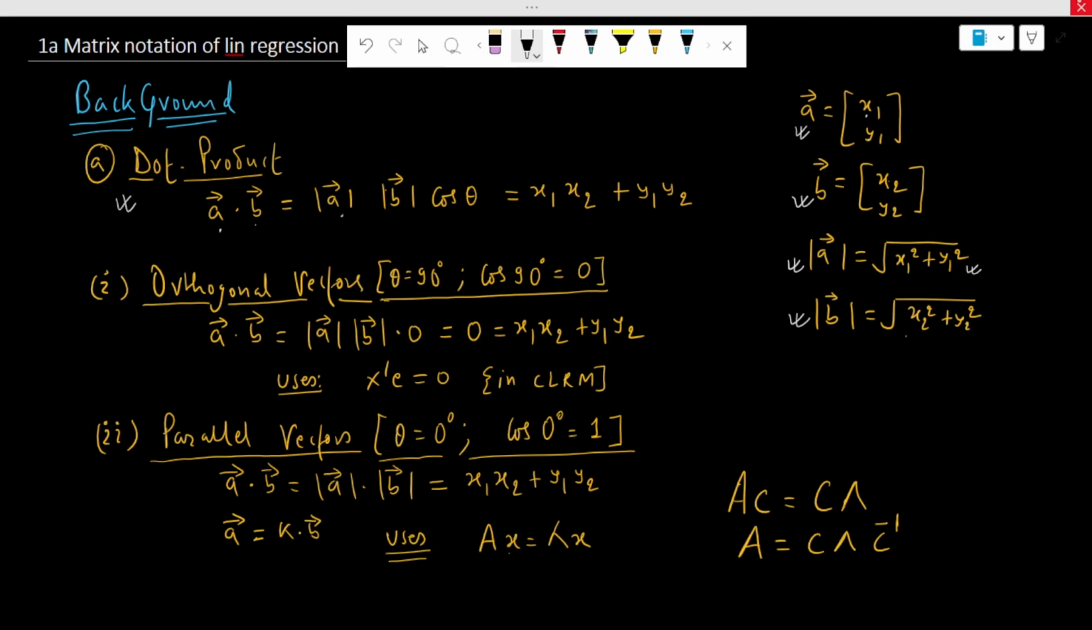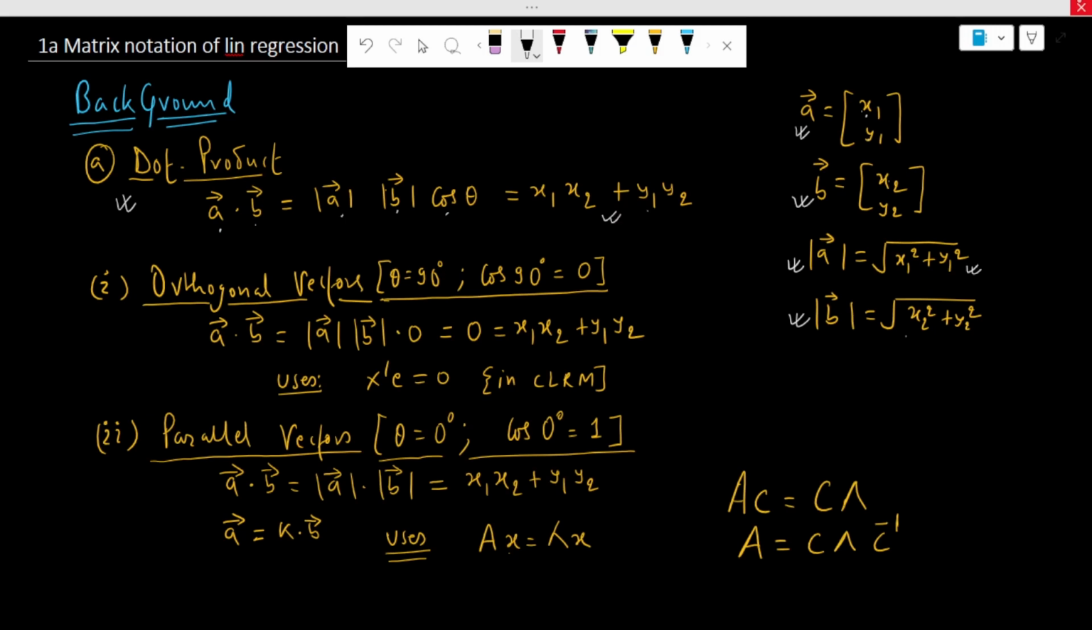Therefore, the dot product of vectors A and B is given by the product of their respective moduli times cos theta, where theta is the angle between vectors A and B. This can be expressed in coordinate form as the sum of the products of the corresponding elements, that is x1 into x2 plus y1 into y2.